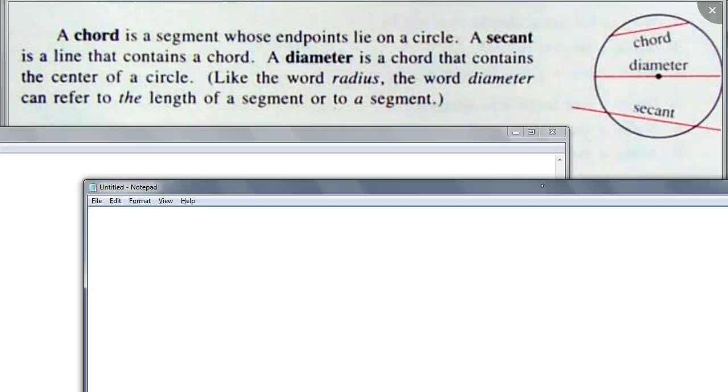Are all diameters then a chord? Yes. Are all chords then diameters? No. Okay. What about secant? Is a secant a chord? No. A secant is not a chord. It contains a chord. So be careful. All right. Does that make sense? Okay. May I move on? Anybody need more time? Seems like most of you are done.